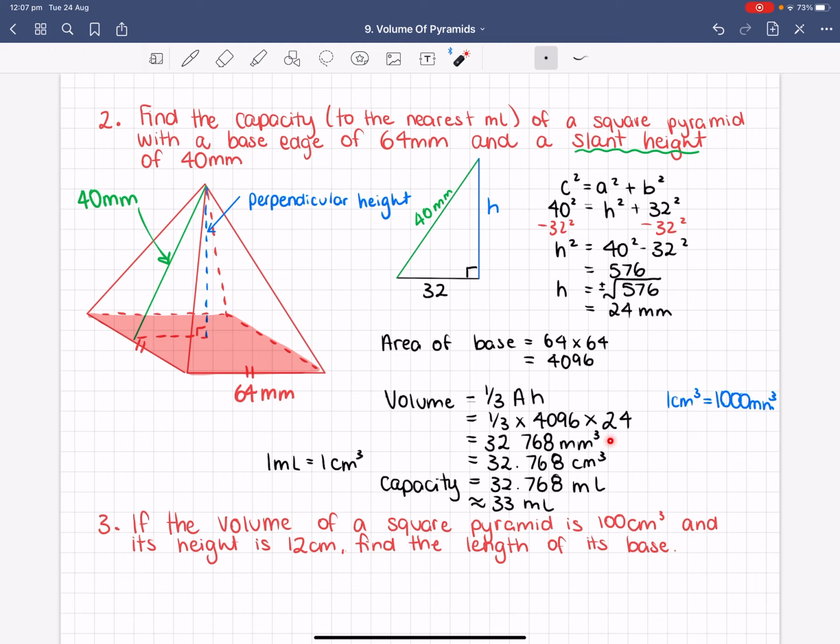We needed it in centimeters cubed. I wouldn't have minded if you went straight from millimeters cubed and looked up the conversion to go from millimeters to milliliters. That would have been fine as well. But we did it the long way and went to centimeters cubed, then to milliliters.